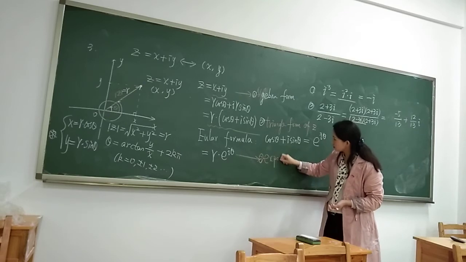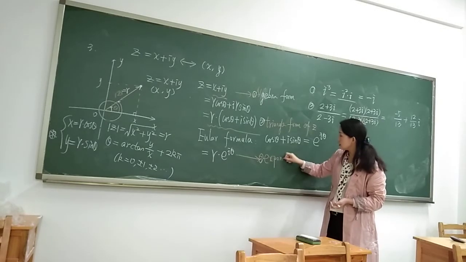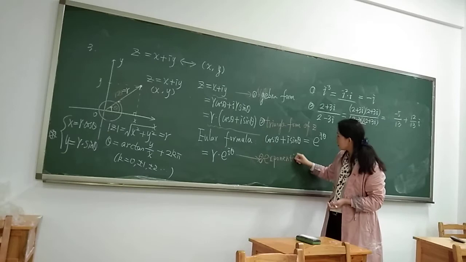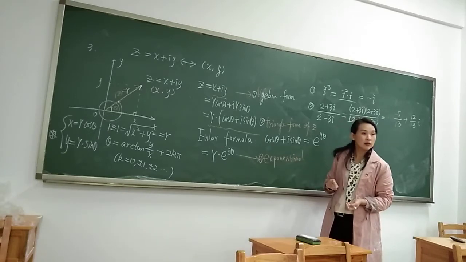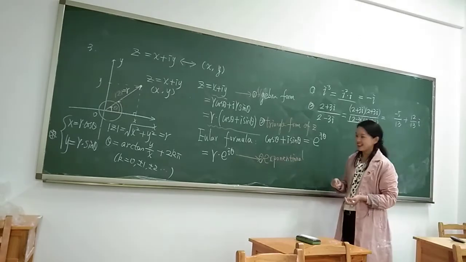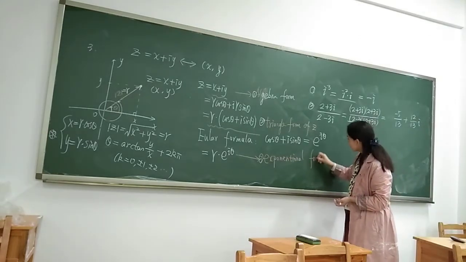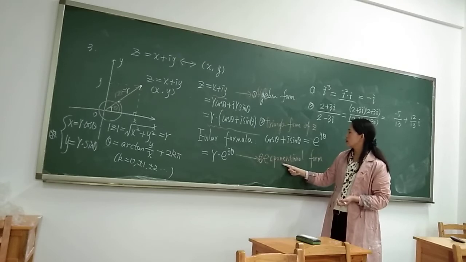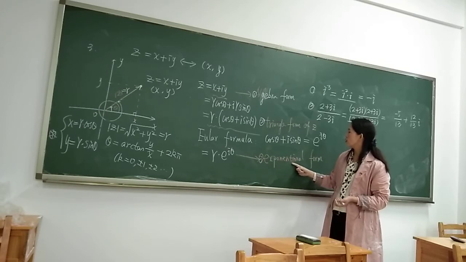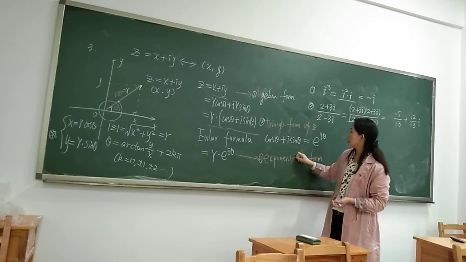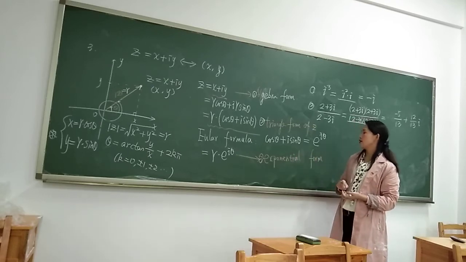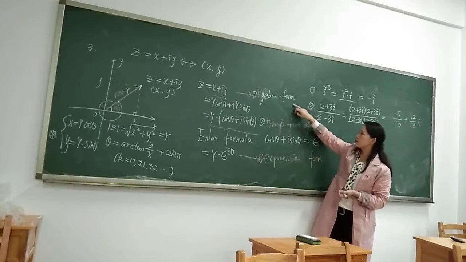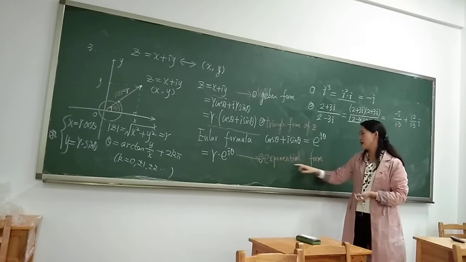How to write exponential? E-X-P-O-N-E-N-T-I-A-L. Yeah, it's okay. Delete the extra letters, T-I-A-L. That is the explanation. So this is the algebra form, this is the triangular form, this is the exponential form.